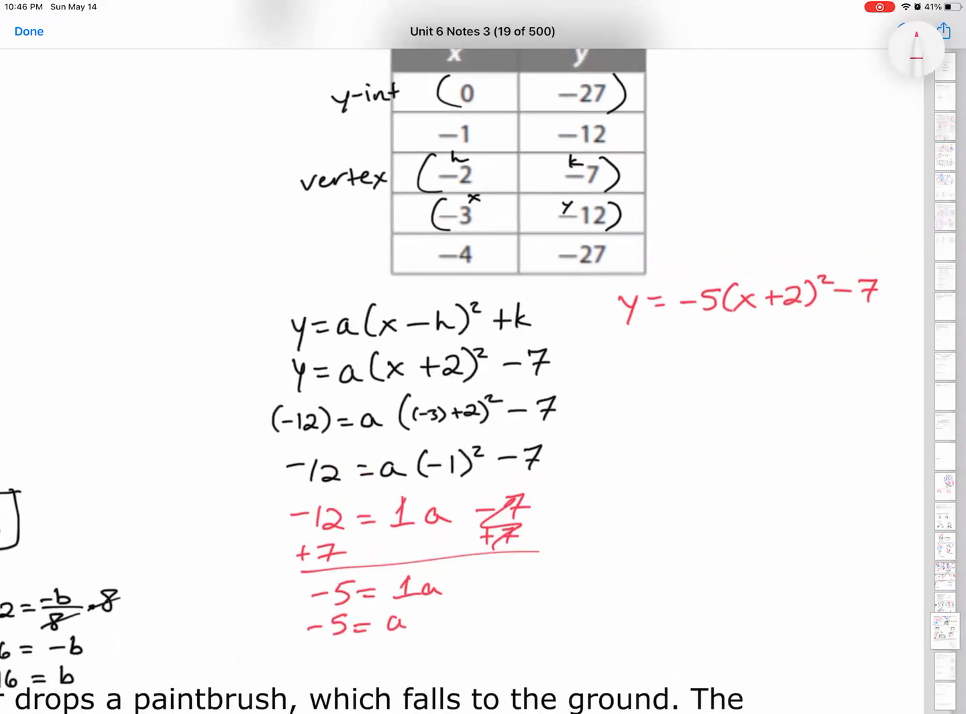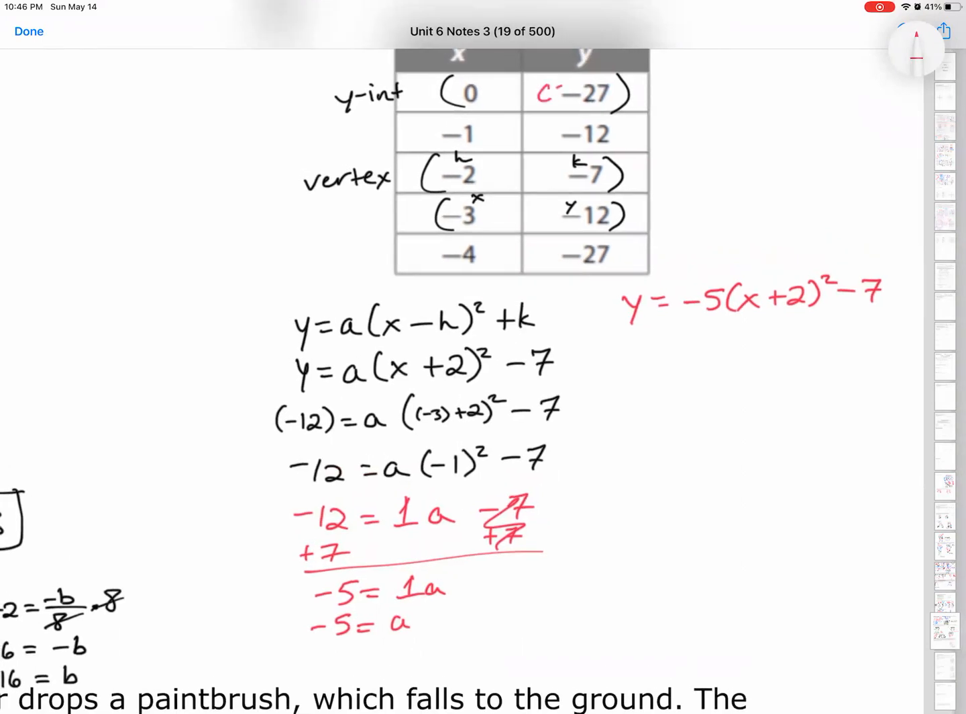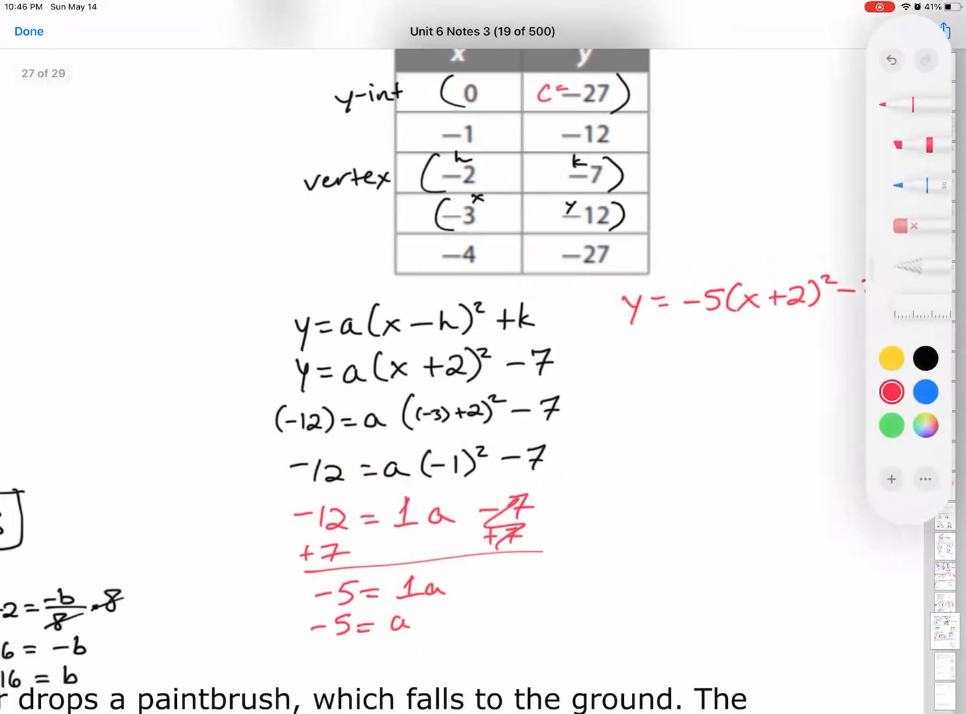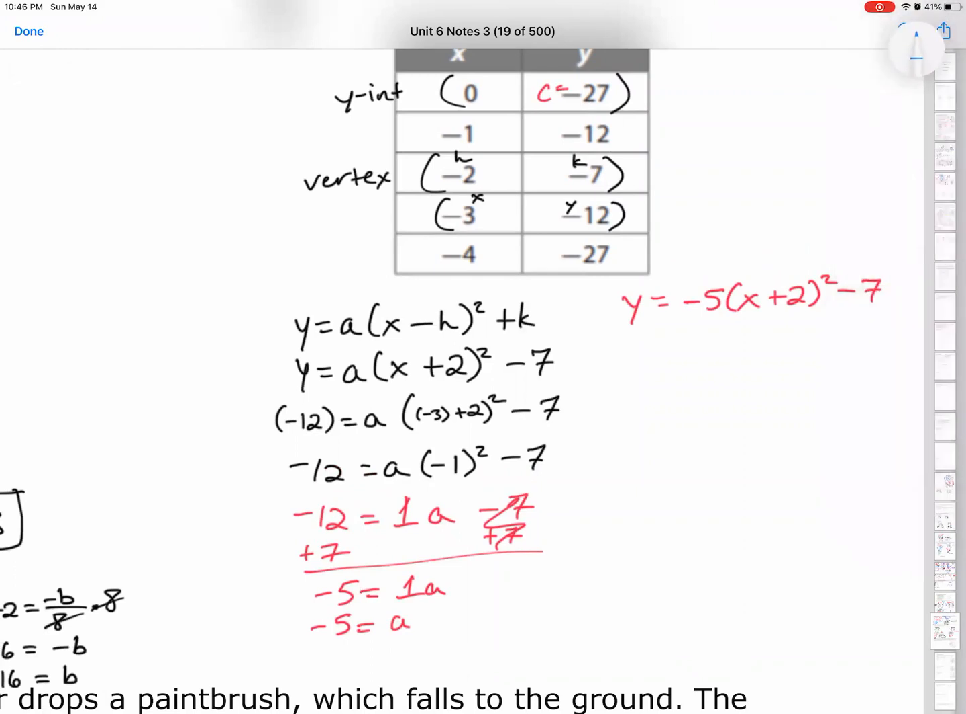For our y-intercept, boom, there's your c value. So we end up with y equals ax squared plus bx plus c for our standard form. And we know our a and our c values. So a is -5 x squared, coming from the a value from the vertex form. And then plus bx. And then c we know is -27.